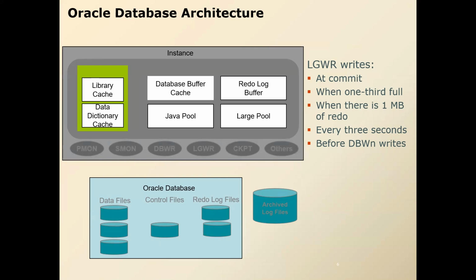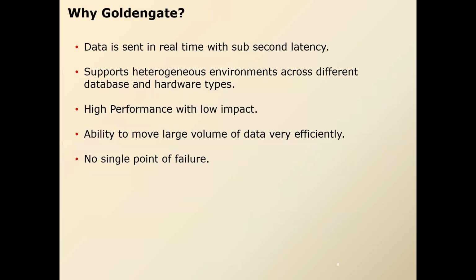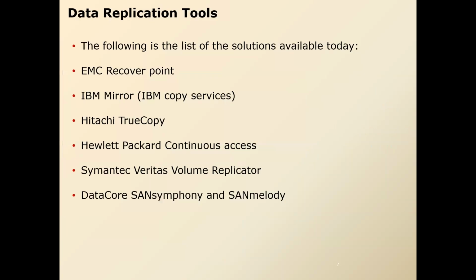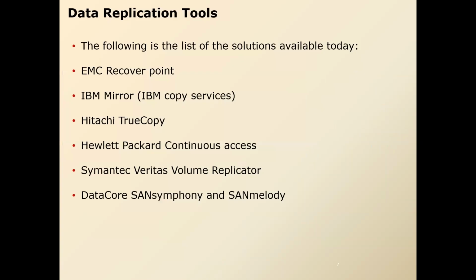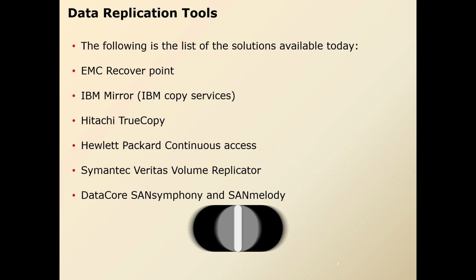So for Goldengate to capture, the changes should be written into your transaction. Okay. So now I mentioned that Goldengate's market share is a lot bigger than its competitors like SharePlex, Attunity, AWS DMS, or any other product mentioned over here. What is the reason for it?